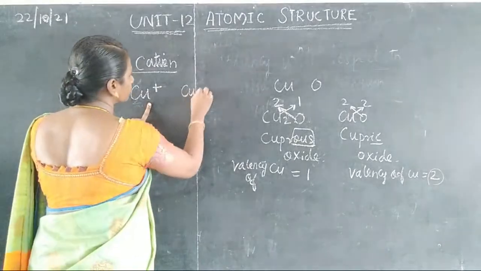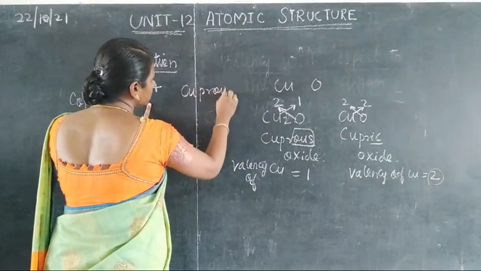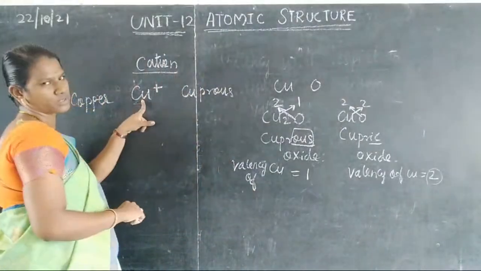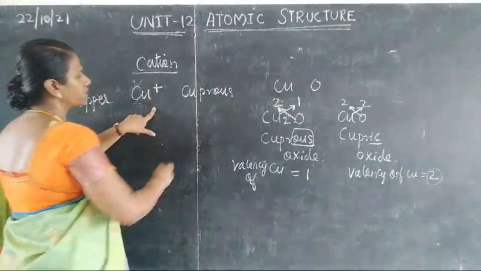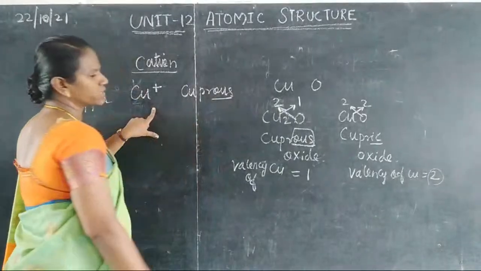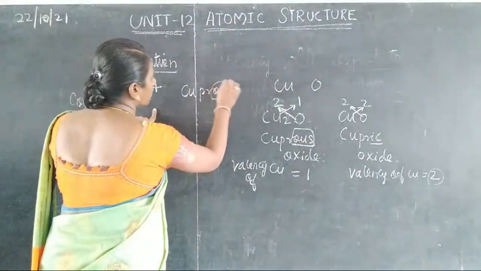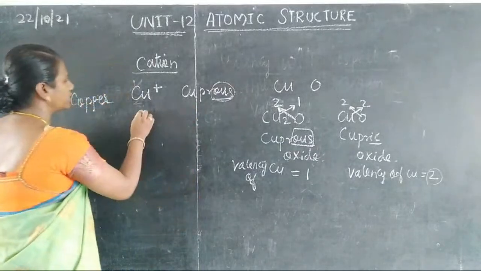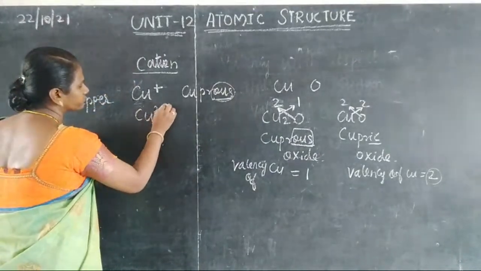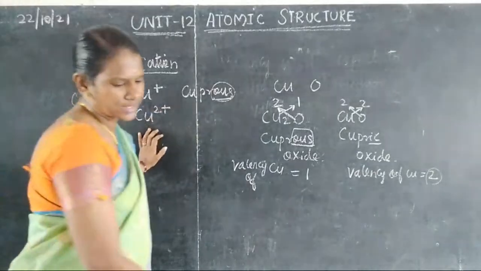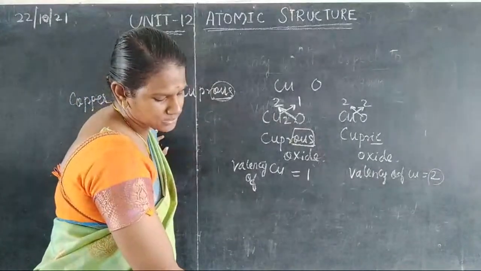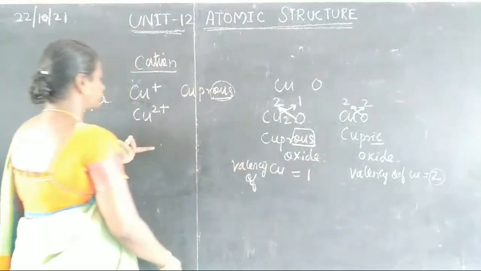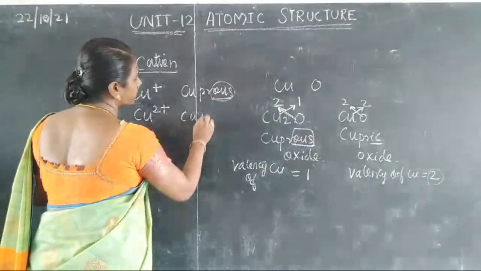So in this case, the valency of copper is 1, so we are using the suffix OUS. This is cuprous. And next, the cation Cu2 plus. Here the valency of copper is 2, so it is called cupric.